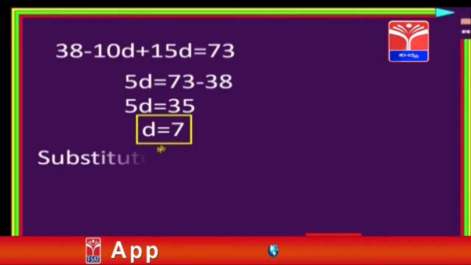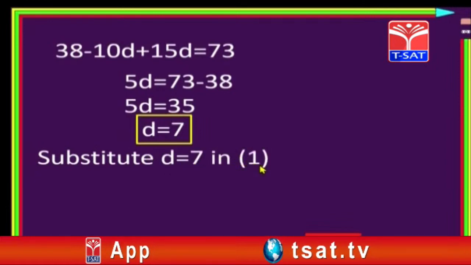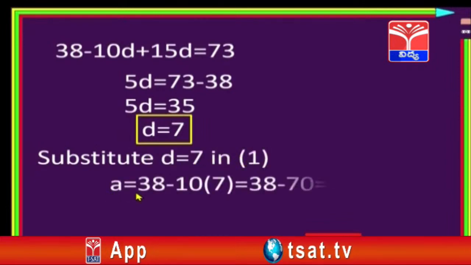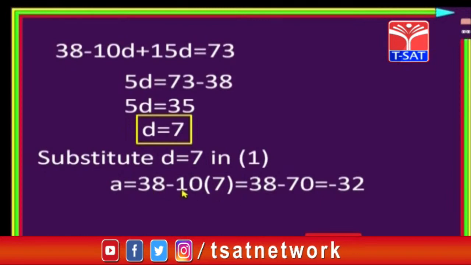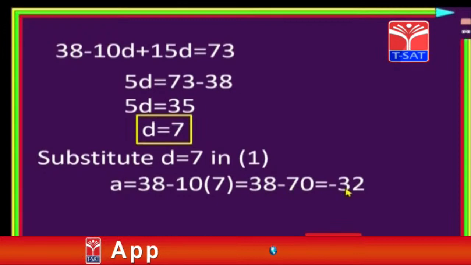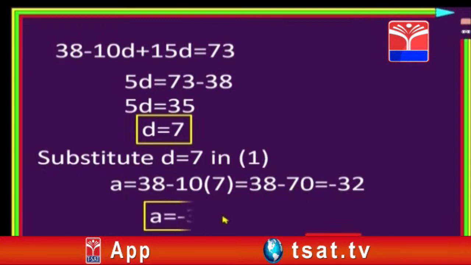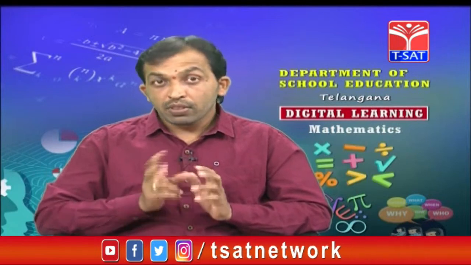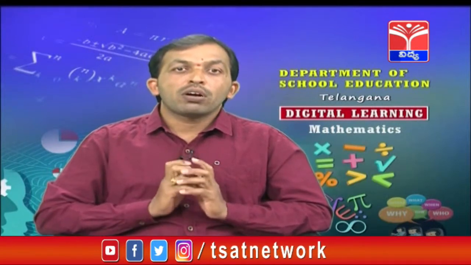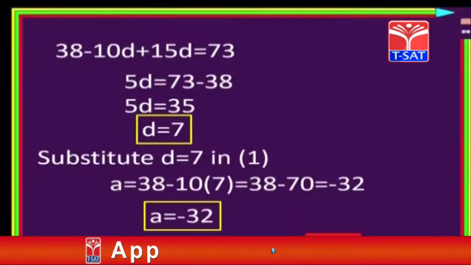Now substitute this D value in the relation 1 or 2. Okay, so what is the relation 1? That is A is equal to 38 minus 10D is the relation 1. So as D value is 7, substitute here 38 minus 10 into 7, 10 into 7, 70. So 38 minus 70, that is minus 32. So the value of A is minus 32. So here by using first two conditions, that is from 11th term and 16th term, from those two relations we got A value as minus 32 and D value as 7.